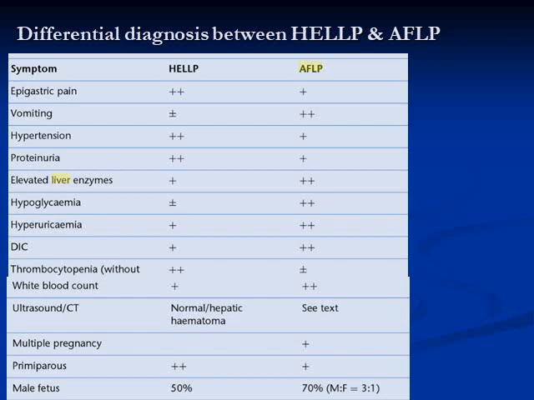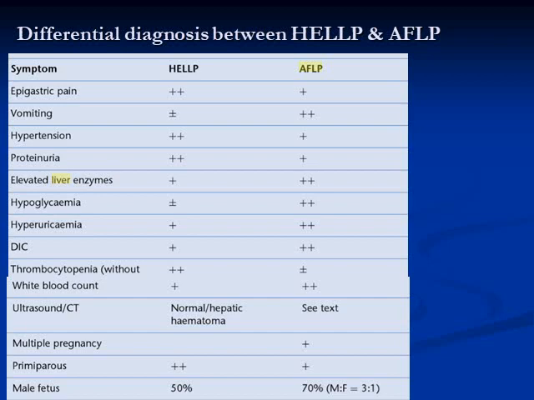The epigastric pain will be more in HELLP syndrome, vomiting will be more in acute fatty liver of pregnancy, hypertension is more in HELLP syndrome, proteinuria more in HELLP syndrome, the elevated liver enzymes are more in acute fatty liver of pregnancy, hypoglycemia and hyperuricemia are more in the acute fatty liver of pregnancy. DIC is more with acute fatty liver of pregnancy.